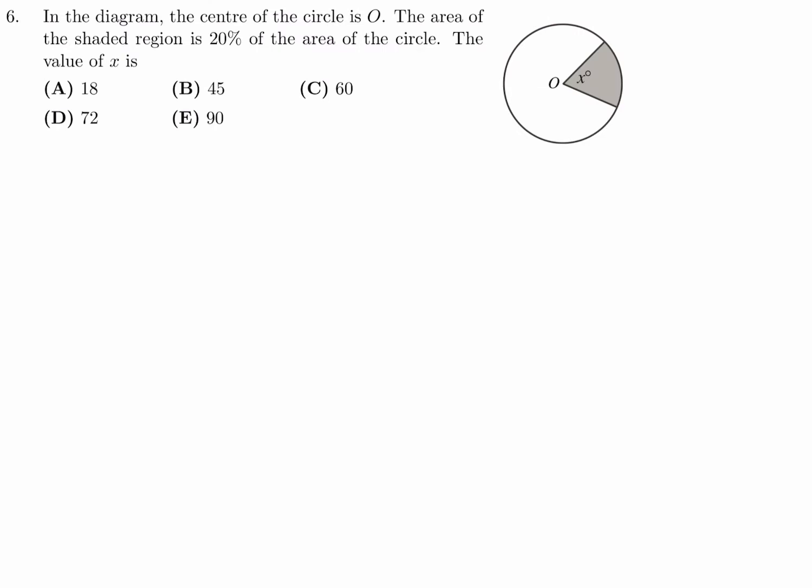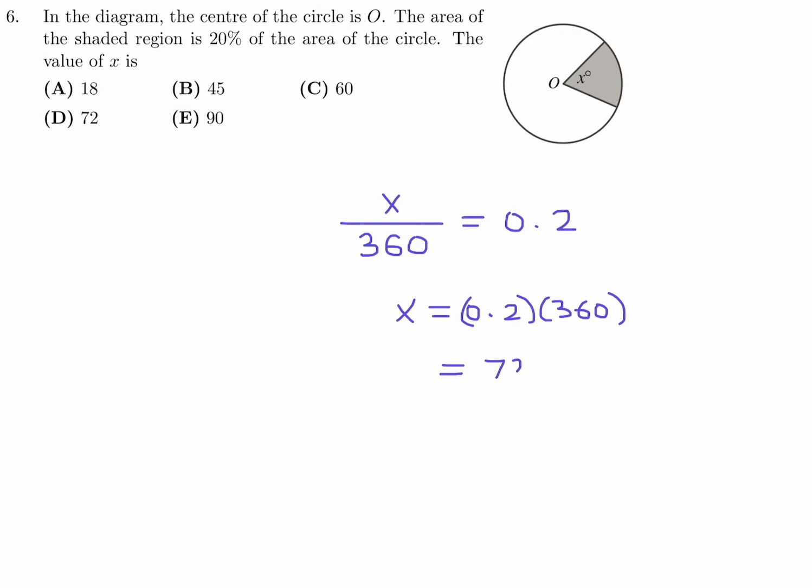In the diagram, the center of the circle is O. The area of the shaded region is 20% of the area of the circle. The value of x is: x over 360 degrees is going to be the equivalent area if you compare it. And they've already told you that is equivalent to 20%, which is 0.2. And there you go. That's what you have to solve. So x is going to be 0.2 multiplied by 360, and that is equal to 72. So number 6, the answer is D.